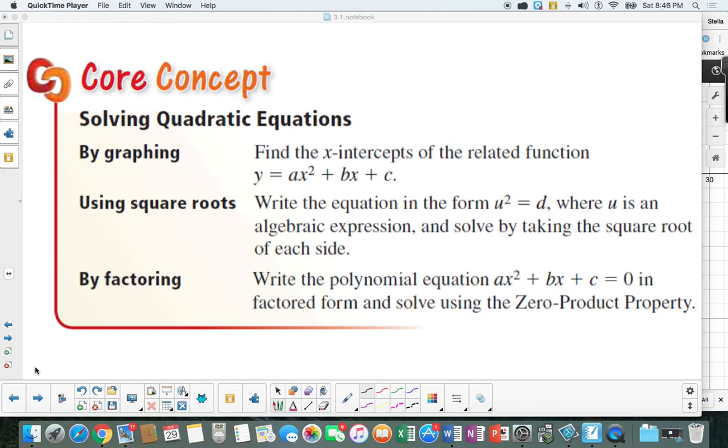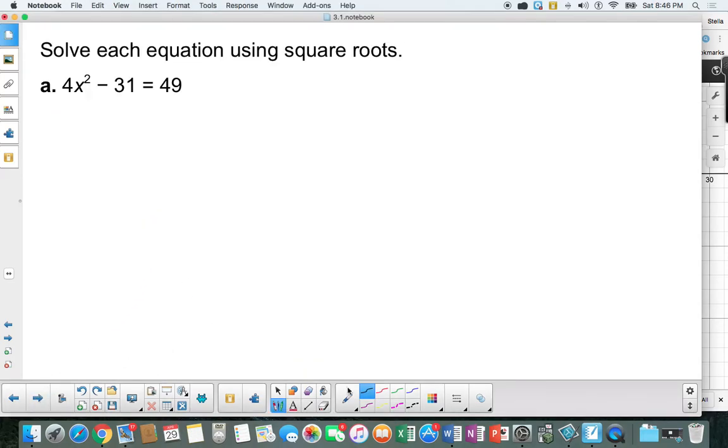Solving quadratics, part 2. Using square roots. We're going to write the equation in the form u squared equal to d, where u is an algebraic expression, and solve by taking the square root of each side. All right, let's go ahead and start.